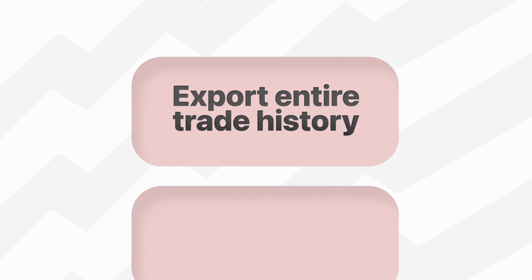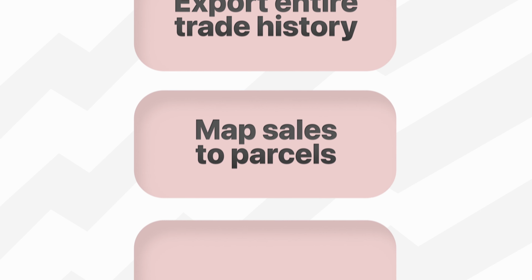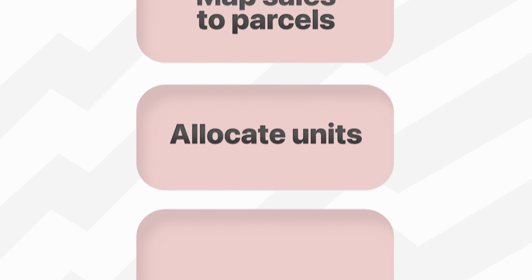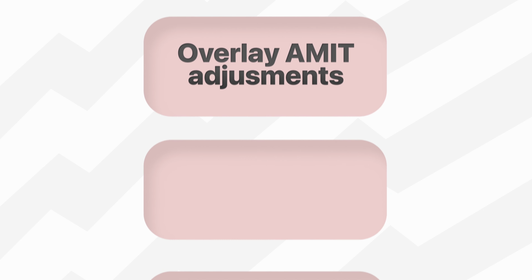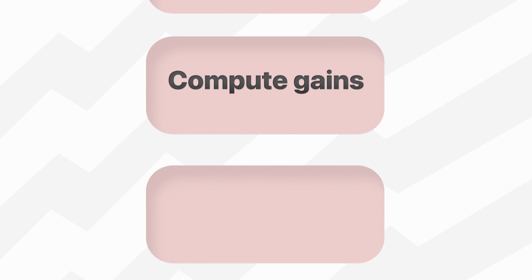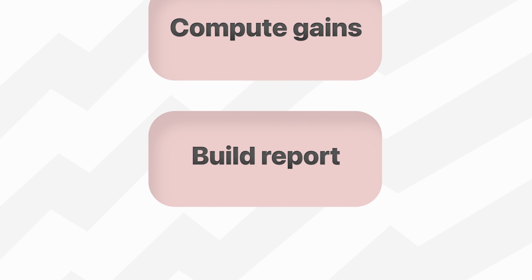So the manual way is you export your entire trade history, map sales to parcels, allocate units parcel by parcel, apportion fees, check holding periods, overlay AMIT adjustments, compute gains parcel by parcel, then build a report you can actually hand to your accountant.